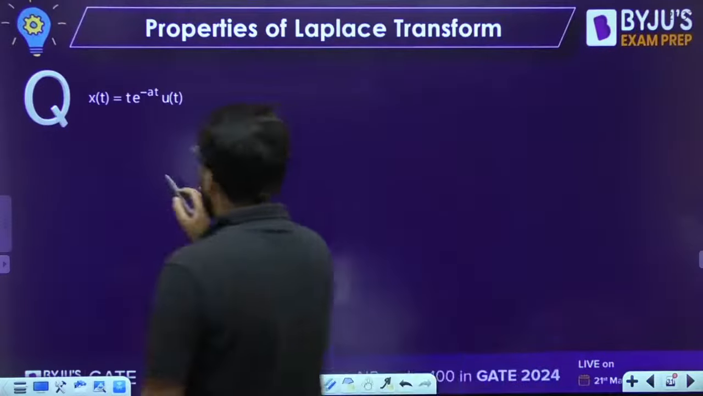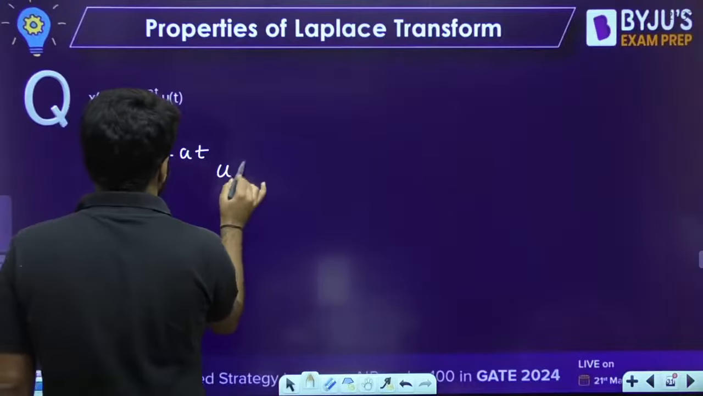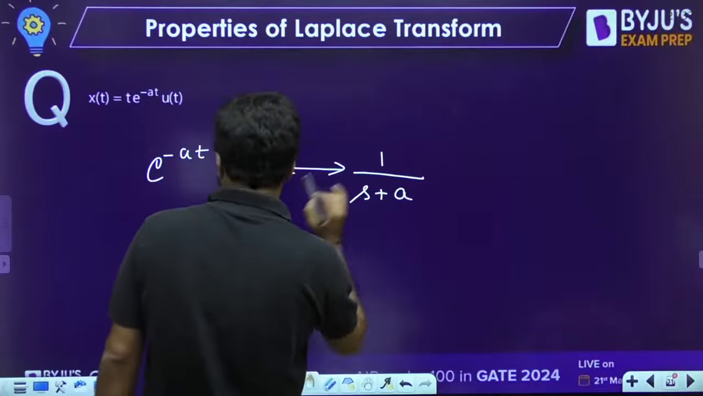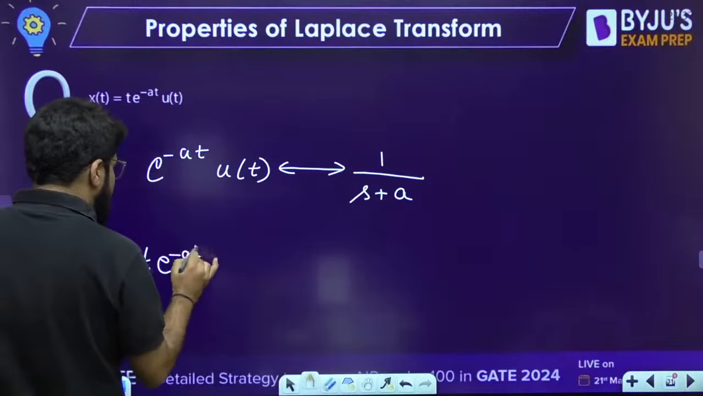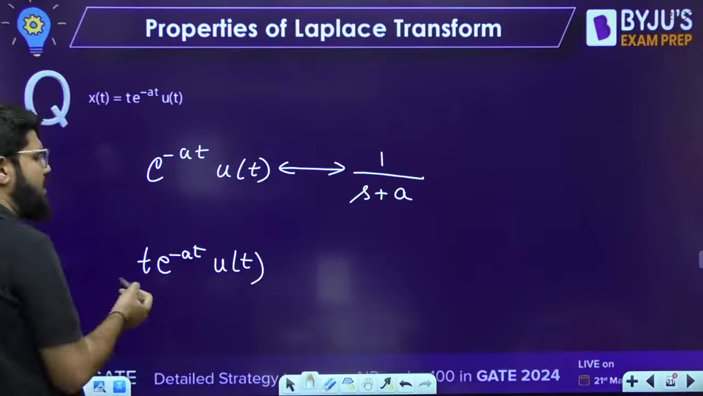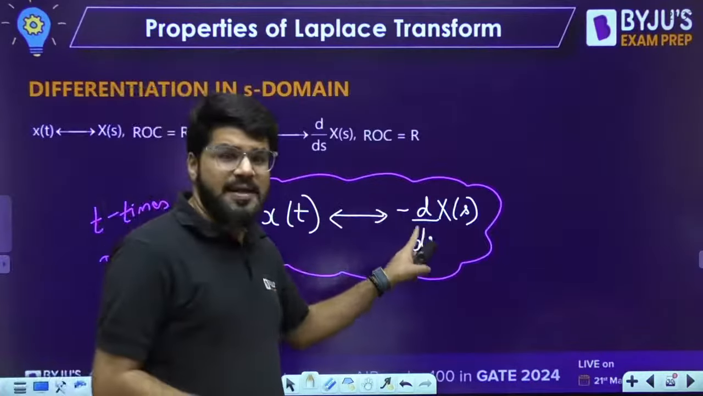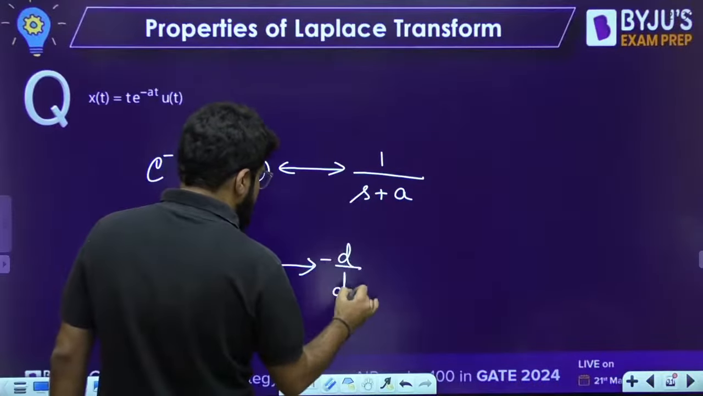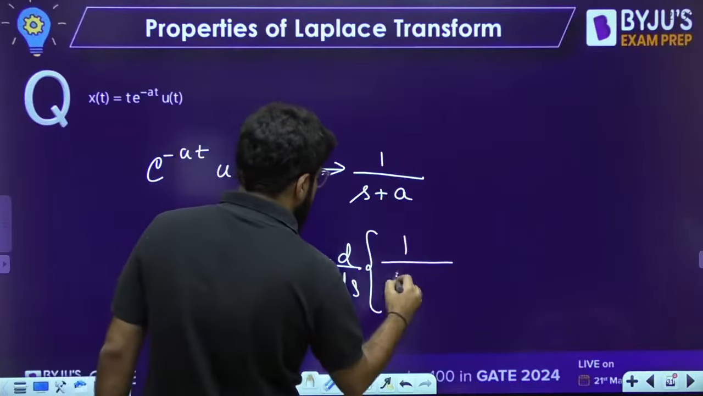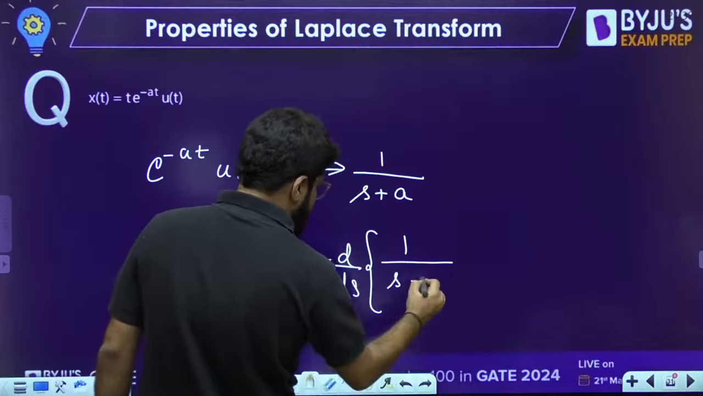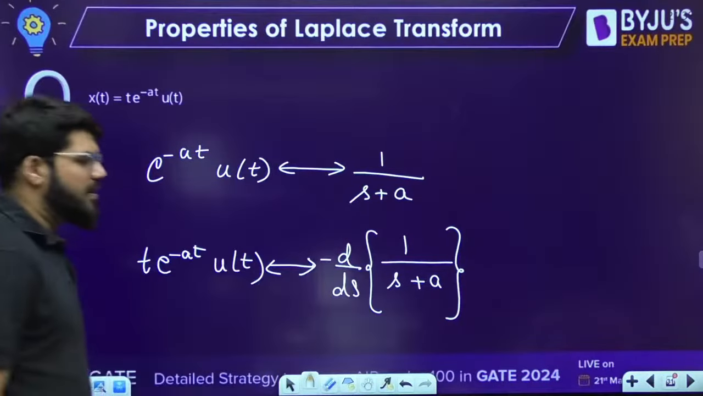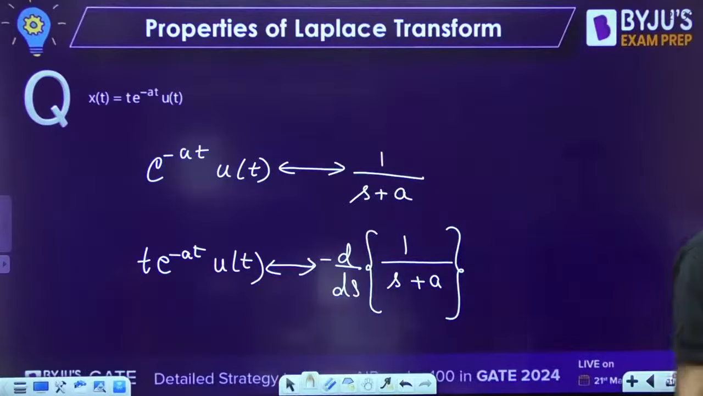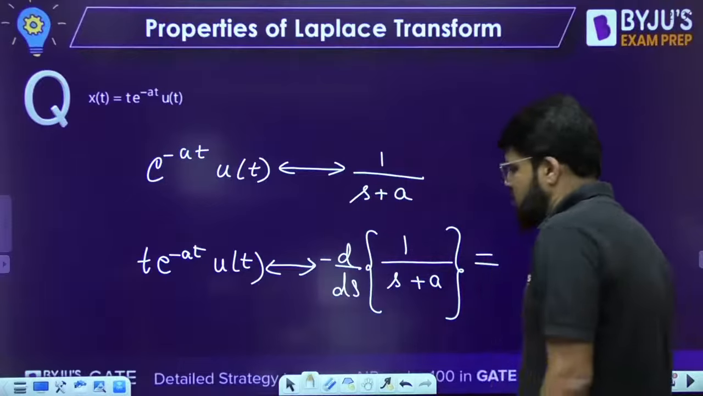So let's start solving it. Because we know the Laplace transform for e power minus at ut, which is 1 upon s plus a. For t e power minus at ut, just like the t times property, the signal multiplied by t, the Laplace transform should be minus d by ds of X(s). So it is minus d by ds of 1 upon s plus a, correct?